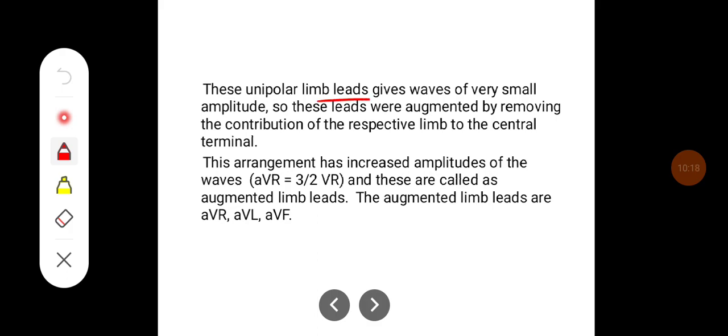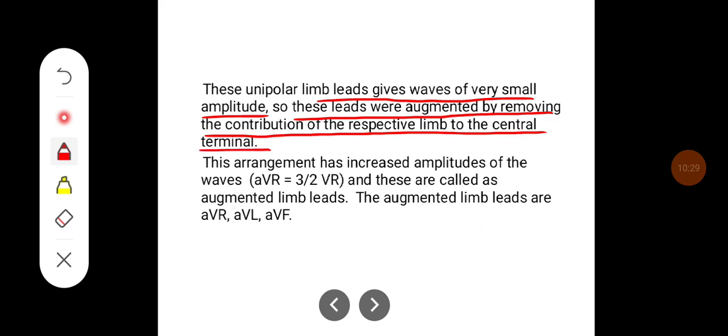These unipolar limb leads give waves of very small amplitude. So these leads were augmented by removing the contribution of the respective limb to the central terminal. This arrangement has increased the amplitudes of the waves by about 50 percent compared to VR, VL, VF, and these are called augmented limb leads. The augmented limb leads are AVR, AVL, and AVF.